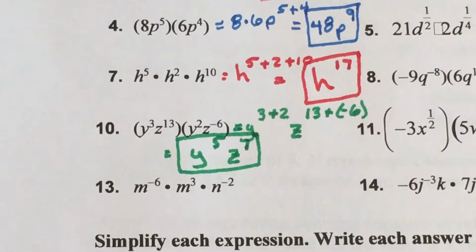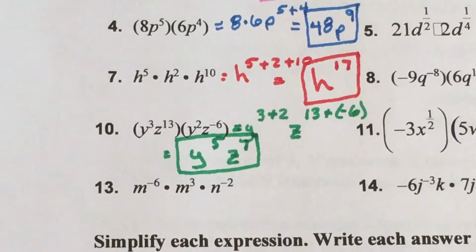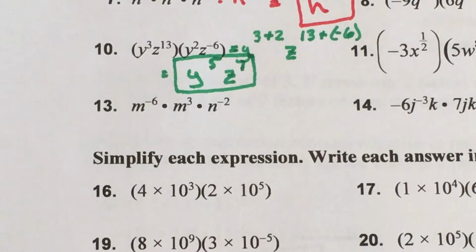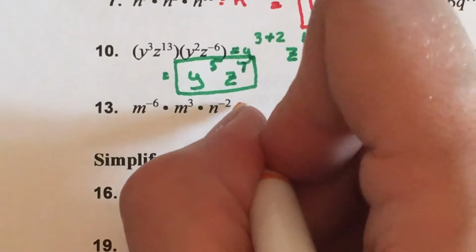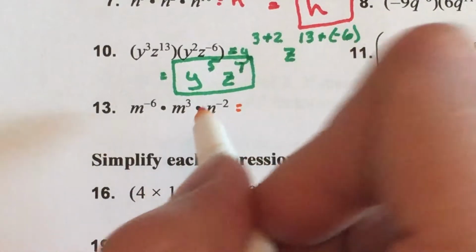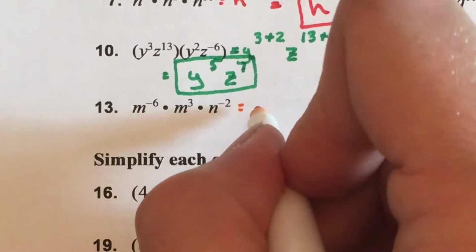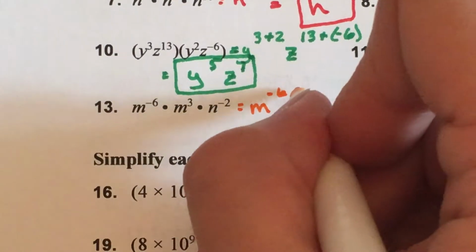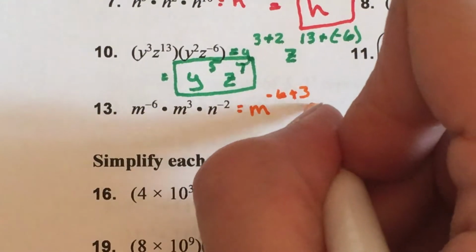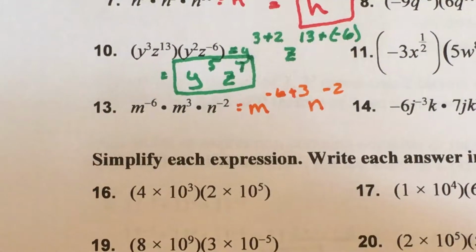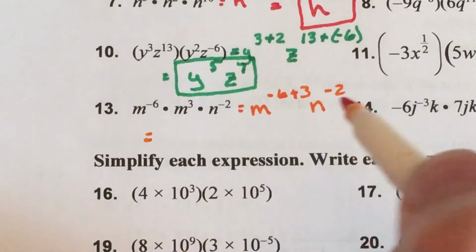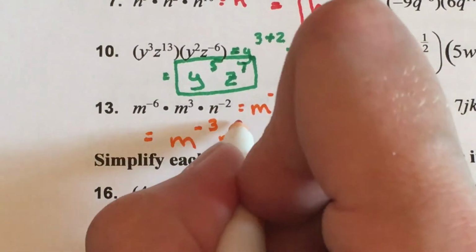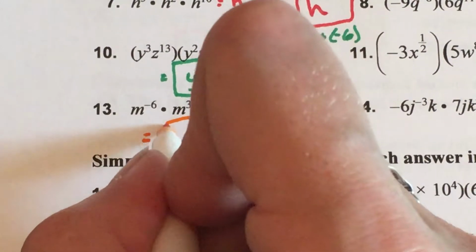Let's check out number 13. See if you can do it on your own. I'll wait for you. They tried to trip you up in this problem. Did you fall for it? I hope not. There's only 2 m's. Negative 6 plus 3. And then there's an n just sitting there quietly on its own. So the result is m to the negative 3, n to the negative 2. And that's it.